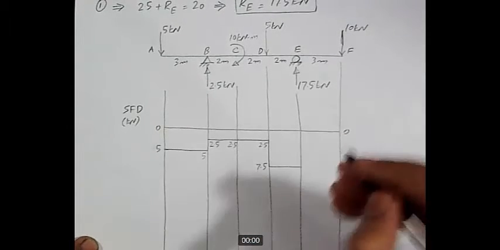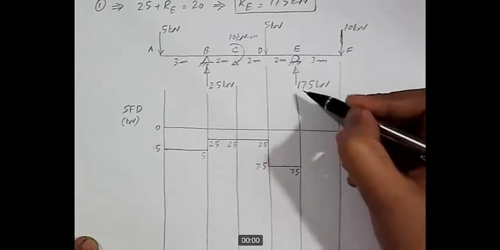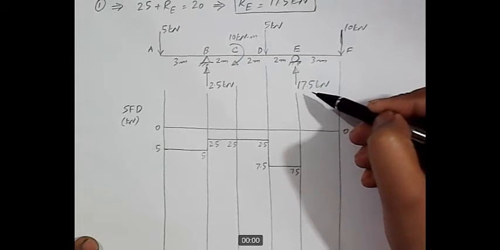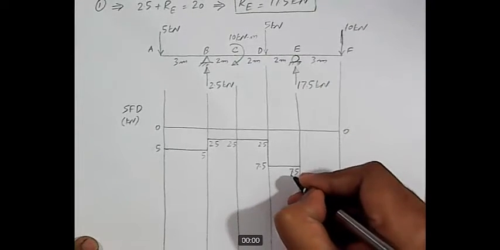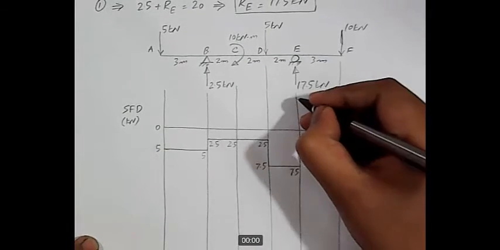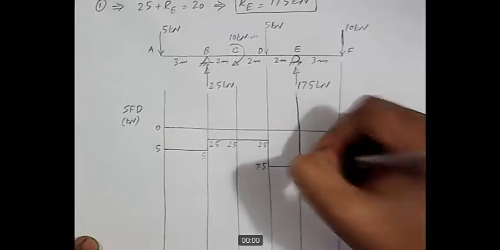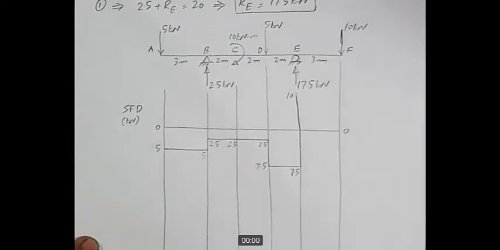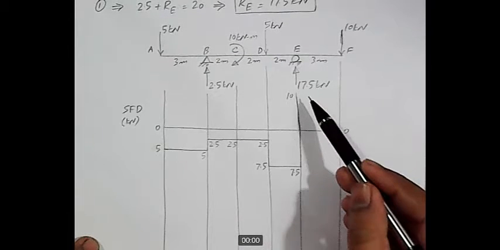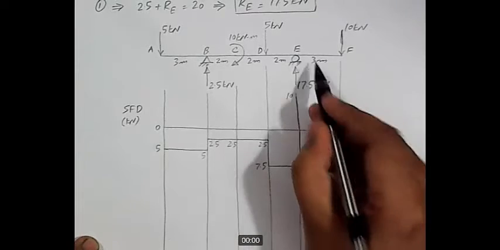And then at this point, we have a point load or reaction acting in the upward direction with a magnitude of 17.5. So -7.5 plus 17.5 will bring us to +10. So this ordinate is plus 10. How did we reach here? Minus 7.5 plus 17.5. And then from point E to F, is there any load acting?